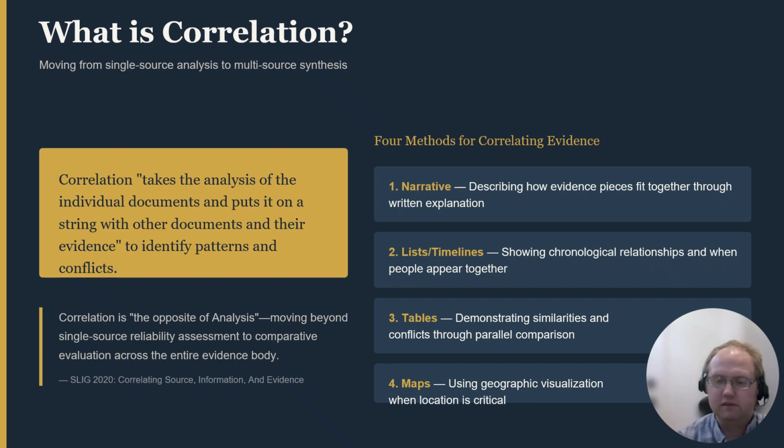There are tables, really useful for tracking people across similar record sets and demonstrating similarities and conflicts. There are lists, good old-fashioned timelines, and then putting it all together and describing it in written form. Is there a right or wrong way to do it? Not necessarily. Some forms are more effective in certain situations than others, so it's important to use them as it fits the situation.